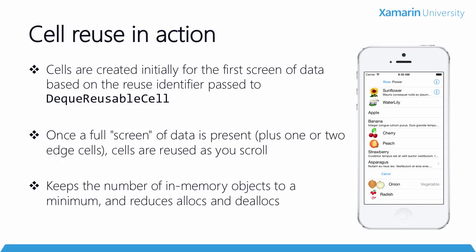As the user scrolls through data, once we've populated cells to represent a full screen, DQ reusable cell will start returning cells from prior rows, in which case we only have to change the data that's actually changed for that row, and then we return that cell back to iOS. This approach is called cell reuse, and it essentially keeps the number of rows that are being visually presented to a minimum. So we only have enough rows for the visual data that's actually being shown on the screen, rather than creating a cell with all of its data for every single row in our data set. This is a much more efficient approach to managing our data.